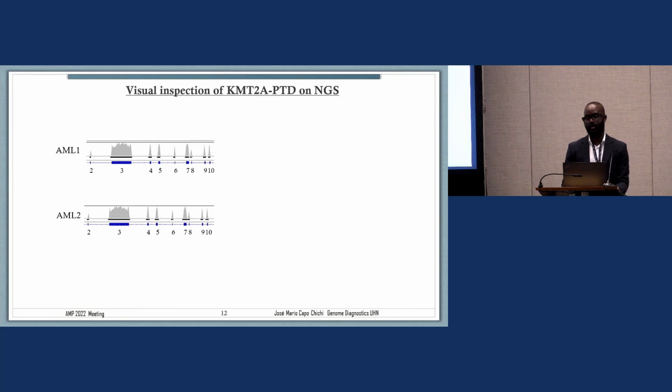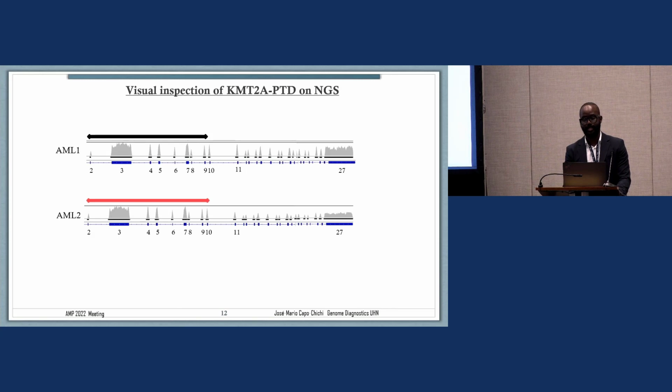So one way to investigate the presence of a KMT2A PTD is simply by visualizing gene exon coverage. As shown here for 2 AML patients, as you can see, those 2 patients have similar coverage of exon 2 to 10. But if you look at the remainder of the KMT2A gene, you can see that patient 2 on the bottom has a lower coverage of exon 11 to 27 as compared to exon 2 to 10. And in fact, exon 11 to 27 in this patient have a lower coverage compared to the patient on the top.